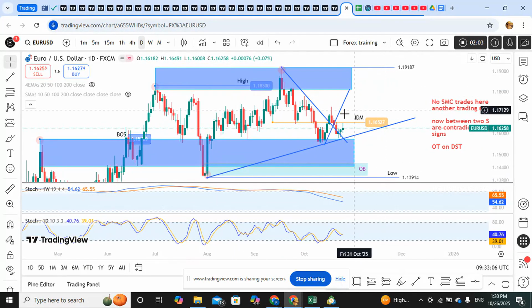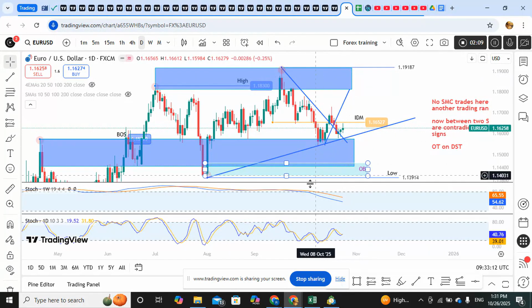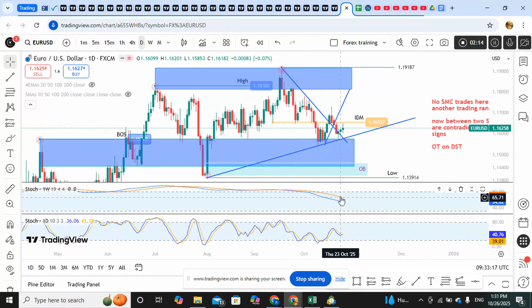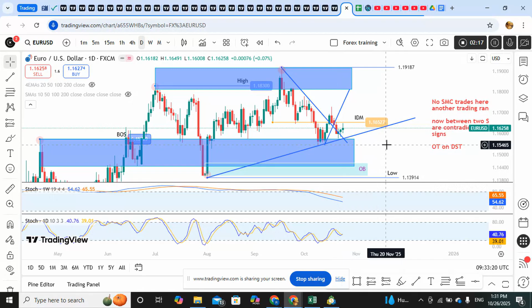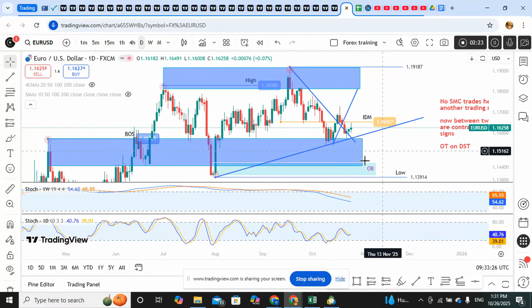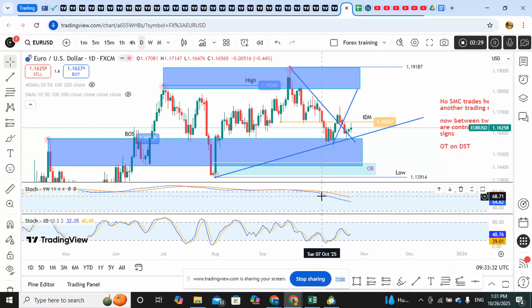So my plan now is to keep the SMC and to keep the classical school, and I will be mainly depending on what the stochastic is telling me about the direction of the trend. I will be basing my plan totally or mostly on the stochastic. In this case we are on the EURUSD on the daily frame, and the weekly is showing us that the direction is going down. It's a bearish direction, while the daily is telling us that it's going up.